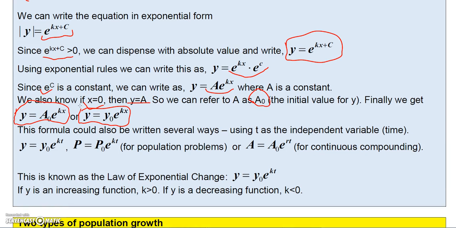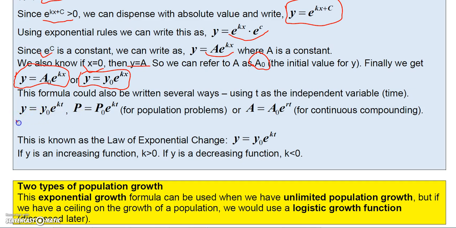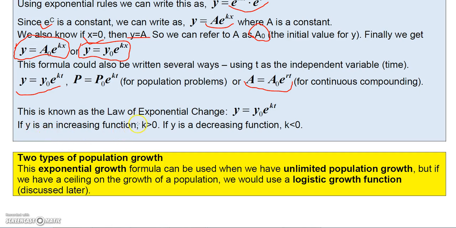Now this formula has been written several ways. You can see I wrote it like y equals y naught e to the kx, but if the independent variable was time, you could write it as y equals y naught e to the kt. If you're dealing with populations, you might write it as p equals p naught e to the kt. If you're dealing with money, for continuous compounding, you might write a equals a naught e to the rt, or sometimes they use p here for principal. But this is known as the law of exponential change, and the function is increasing if the constant k is a positive number, and it's decreasing if the constant k is a negative number.